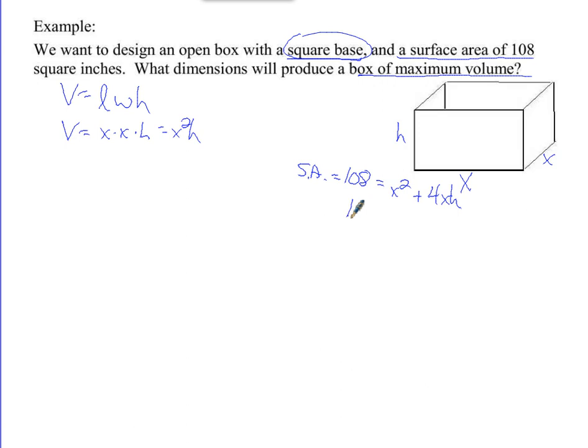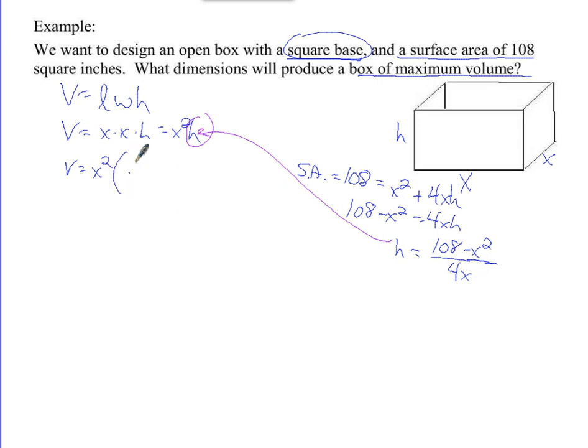So to do that, I subtract, so I have 108 minus x squared equals 4xh, and then divide everything by 4x. I'm going to rearrange the way this is written. h equals 108 minus x squared, and we're dividing both sides by that 4x. So that's what h is in terms of x. And so now I can take that and substitute it in right there for that h. So I get V equals x squared times 108 minus x squared over 4x.